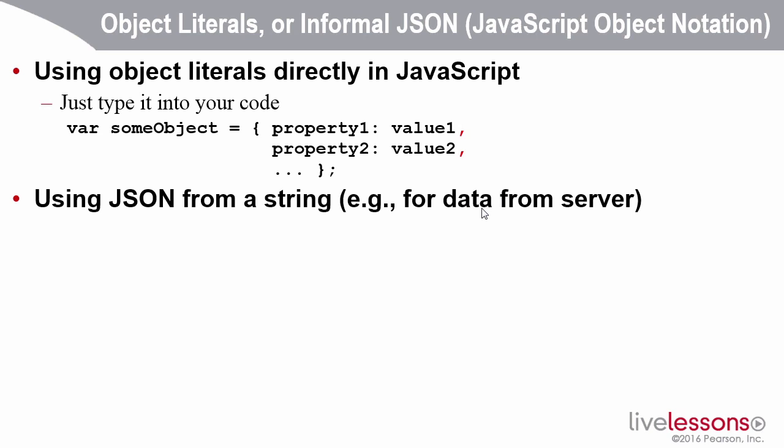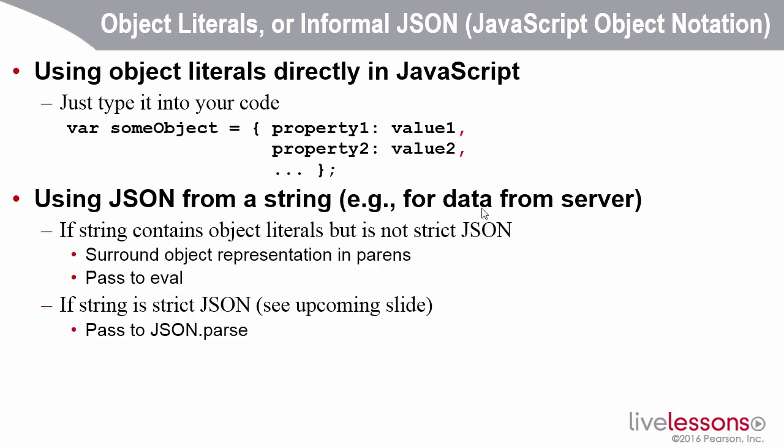The only time we have to worry about these funny issues is if we're getting JSON from a string. Why would you get JSON from a string? Well, it might be when you're reading it from the end user. That's what Firebug does. But much more commonly is when we're getting data from the server, which is something we'll get to in a few sections. And so if the string that's coming from the server is not in strict JSON, then you have to surround it in parentheses and pass it to eval. But if it is strict JSON, you don't have to put any parentheses around it, and you just pass it directly to JSON.parse.